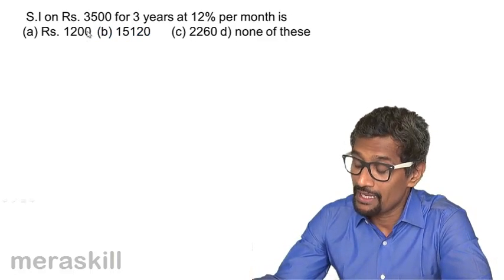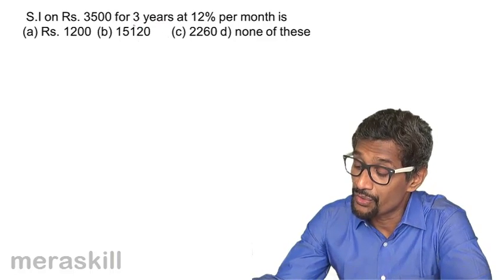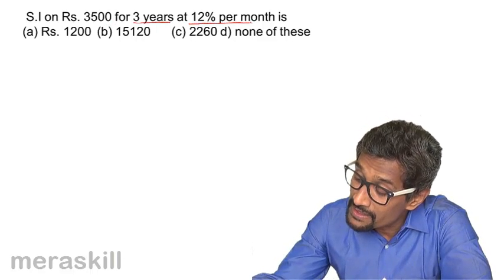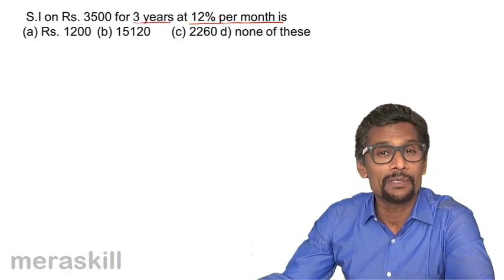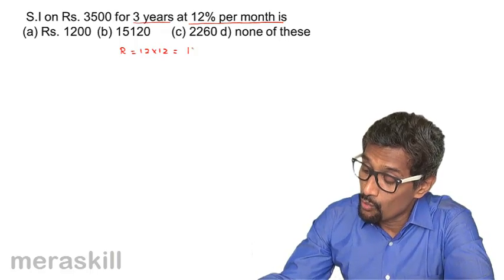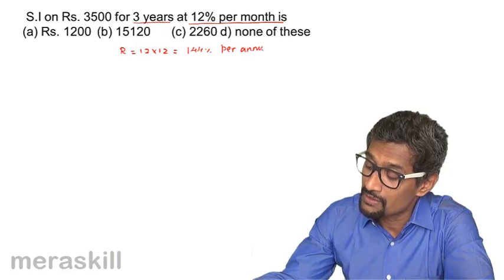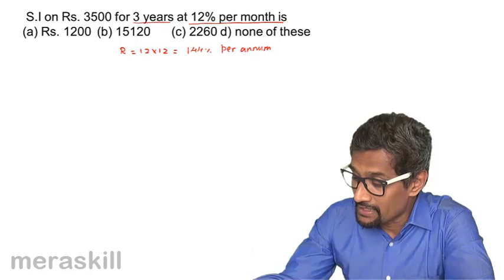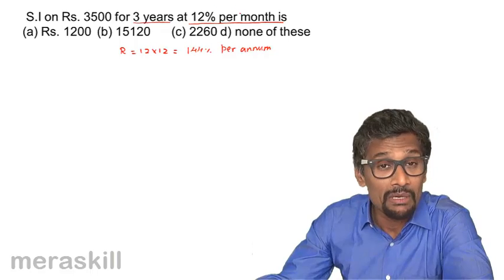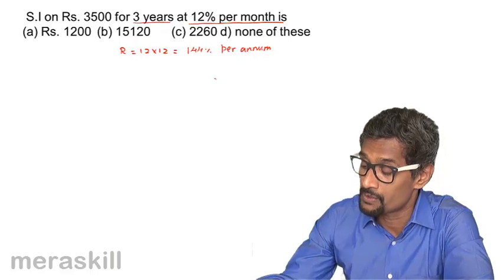So, here just to highlight the concept of period and rate. See, for example, we have simple interest on 3,500 for 3 years at 12% per month. So, if it's going to be 12% per month, the rate is going to be 12 into 12, that is 144% per annum, which is a whopping amount. It's a little unrealistic maybe, but the idea is to make you understand the difference between the annual rate of interest and monthly rate of interest, especially with simple interest. 12% per month is going to be 144% per annum.